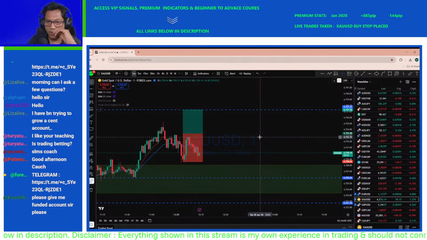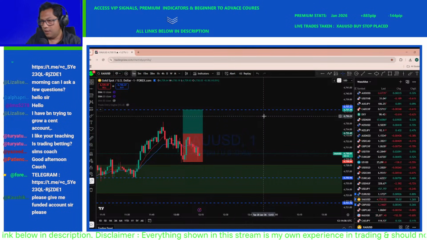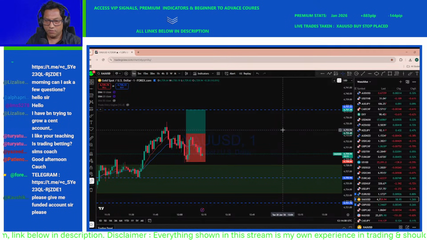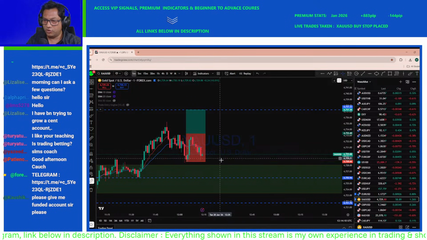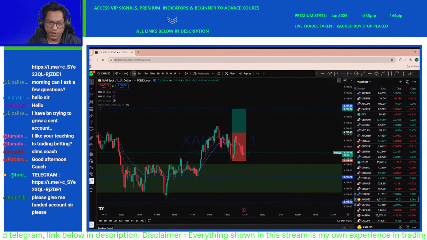So it's a very narrow sideways movement that you can see, and in the narrow sideways market we will be waiting for the price to eventually break that low here to come back down to create a new lower low.